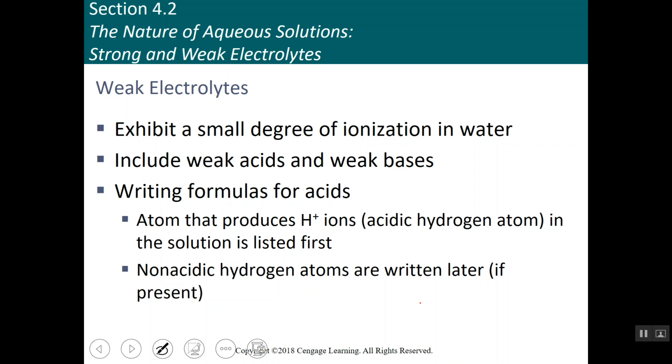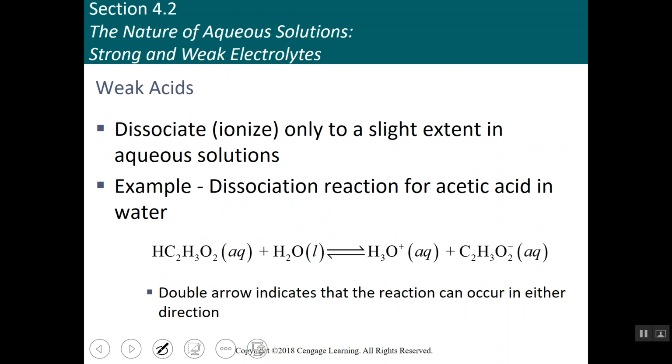Weak electrolytes, you'll get a small amount of ionization. Weak acids and weak bases fit into this category. And just kind of thrown in here, writing formulas for acids. Any atom that produces hydrogen ions in solution is listed first. So most of the time, that would obviously be your H. So that's why it's HCl, and that's why it's HNO3 instead of the other way around. Non-acidic hydrogen ions are written later, and basically that means we could have something like sodium hydride. This is not an acidic hydrogen because it is listed second and not first.